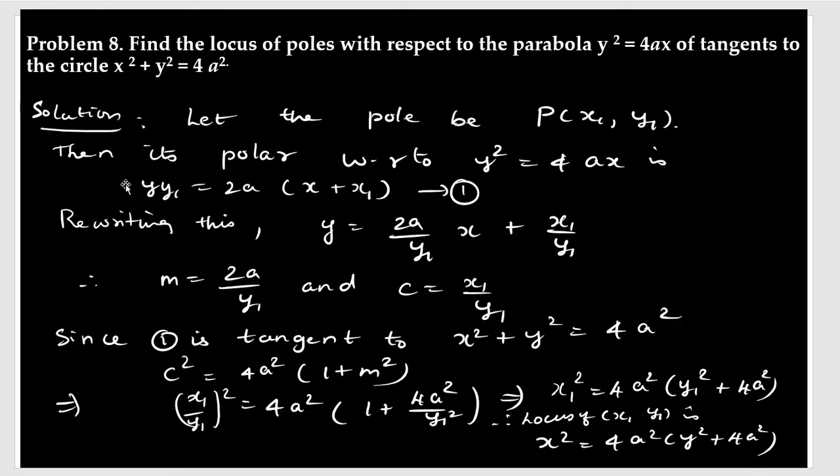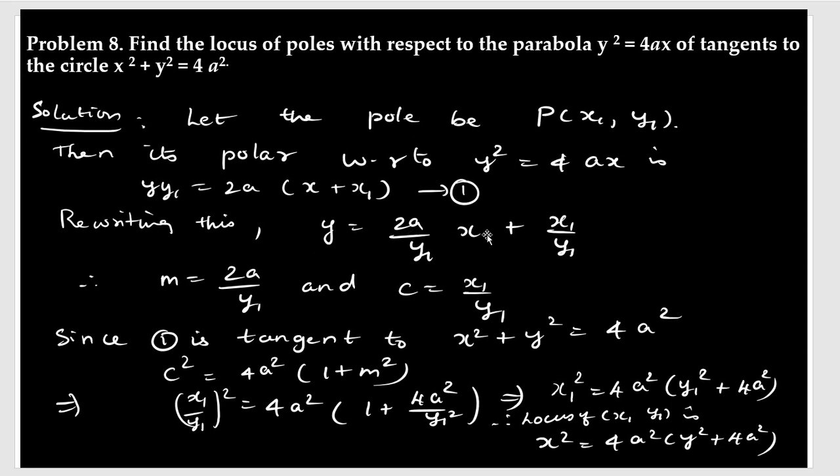So next problem is find the locus of poles with respect to the parabola of the tangents to the circle. When a locus problem comes with poles and the words with respect to, we have to write the polar. Then for the polar to be a tangent, we use the condition for tangency and we will get the answer. So let the pole be P of x1, y1. Then its polar with respect to this parabola is this.